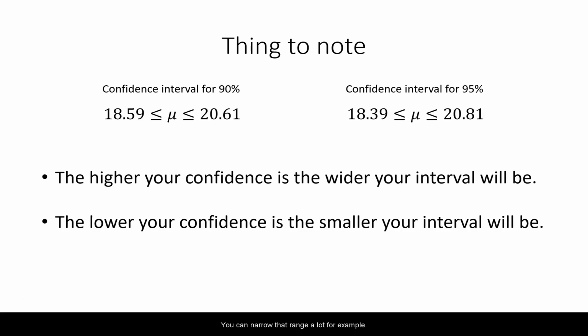range a lot. For example, I could be 99% confident that the age of the person recording this video falls between 15 and 45 years old, or I could be 80% confident that the age of the person recording this video is between 15 and 25 years old. The more confident I am, the larger that range is going to be, while the less confident I am, the smaller my range is going to be.